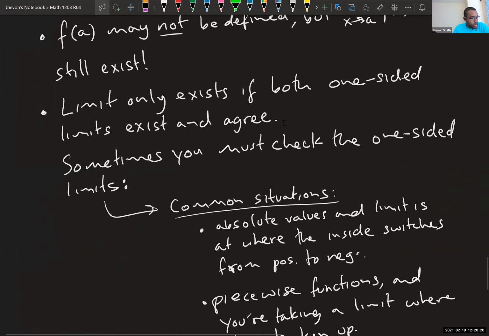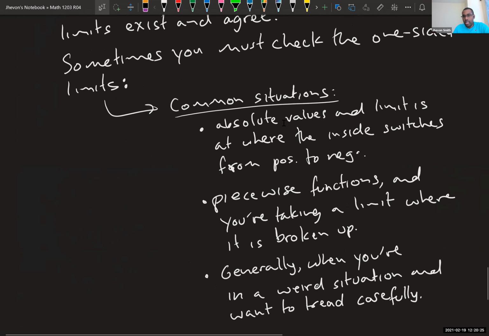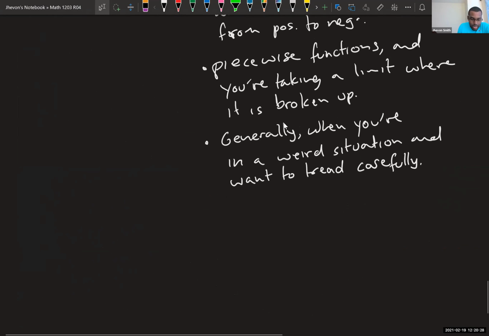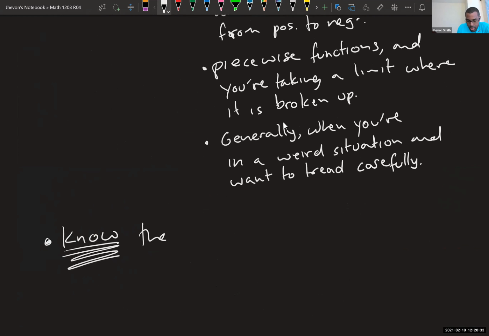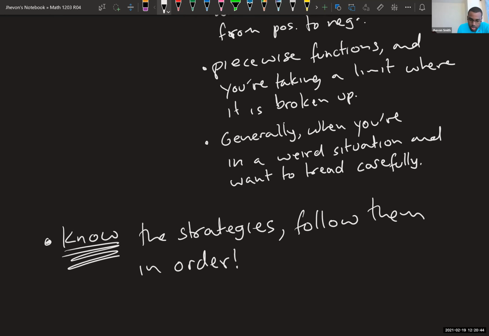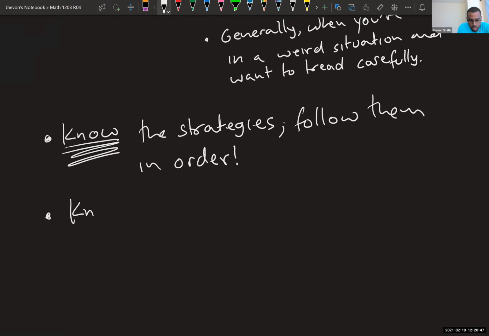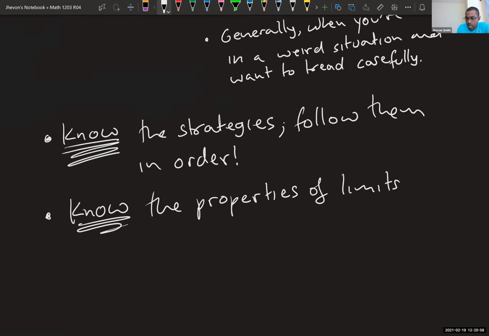What else? Is there anything else I want to tell you? I think that's it. Know the strategies. Follow them in order. Know the properties, right? What you can do with limits, how you can distribute them and things of that sort, how you can actually just do math computations with them, right?